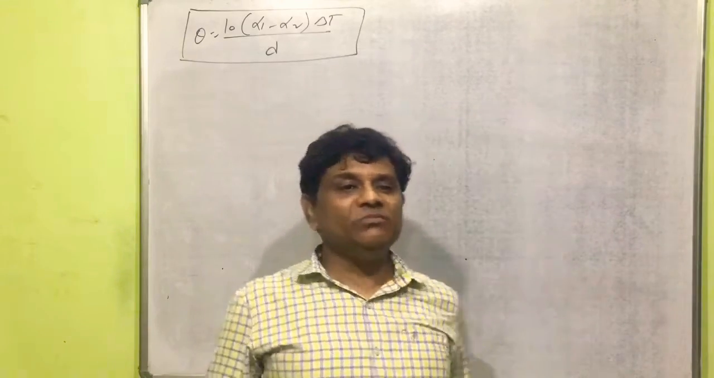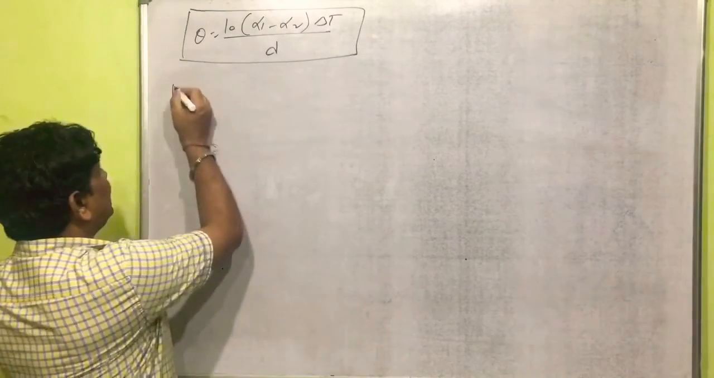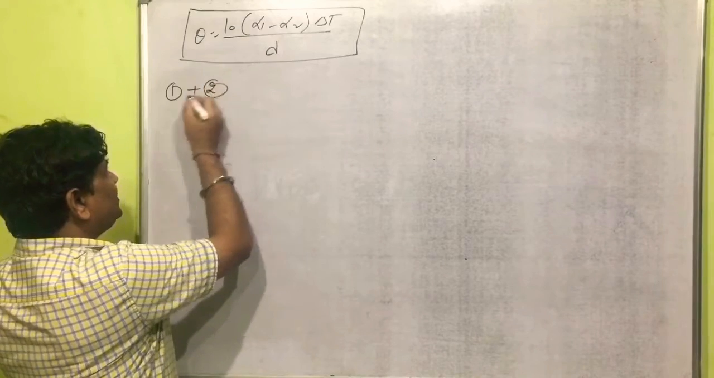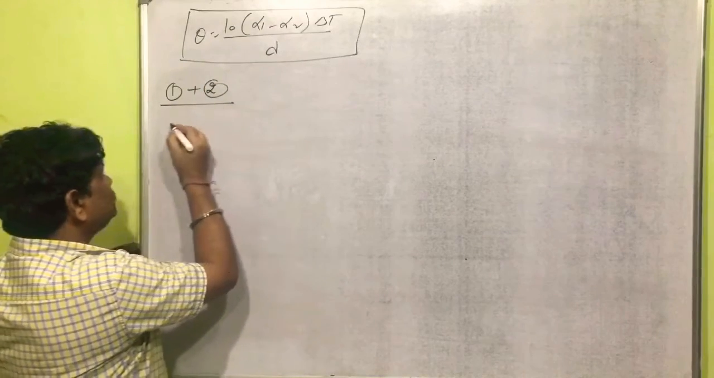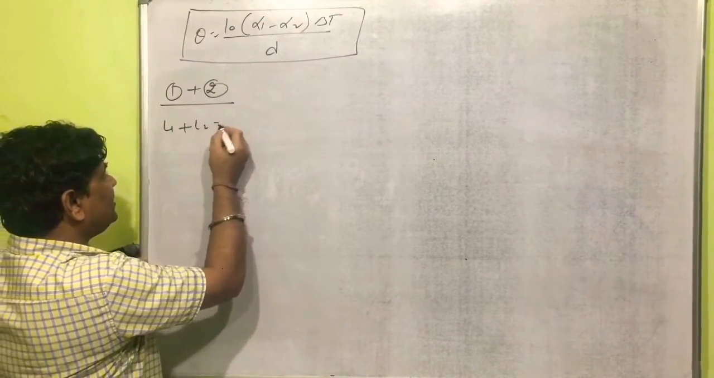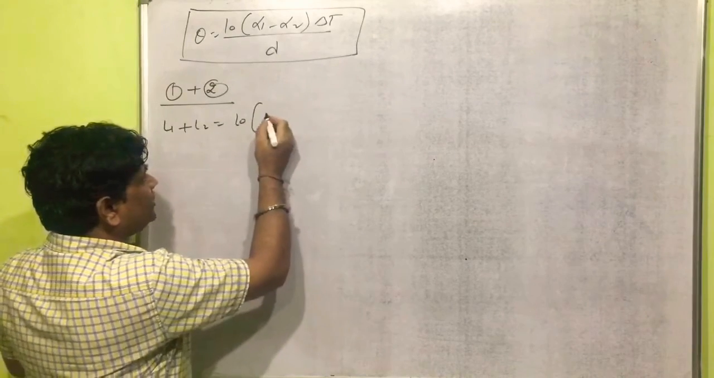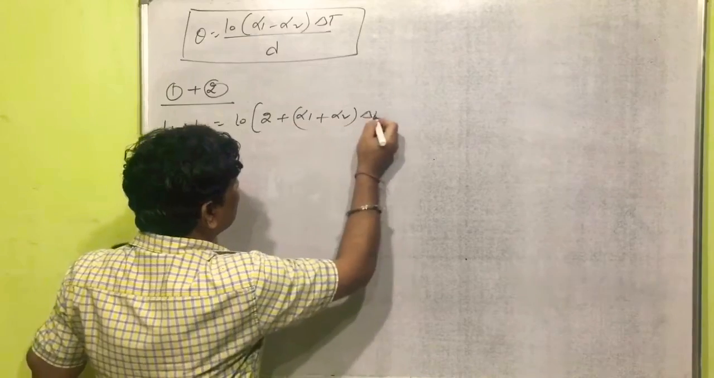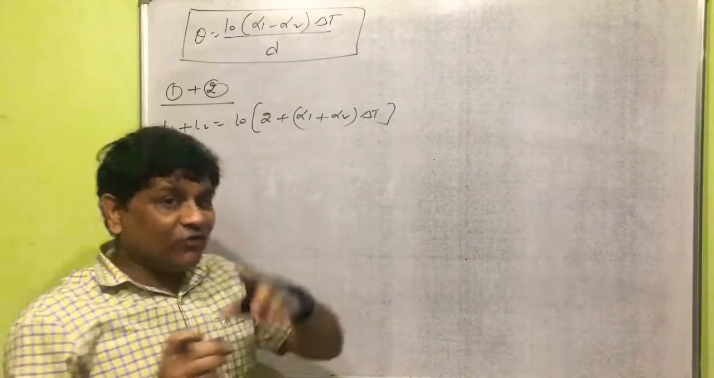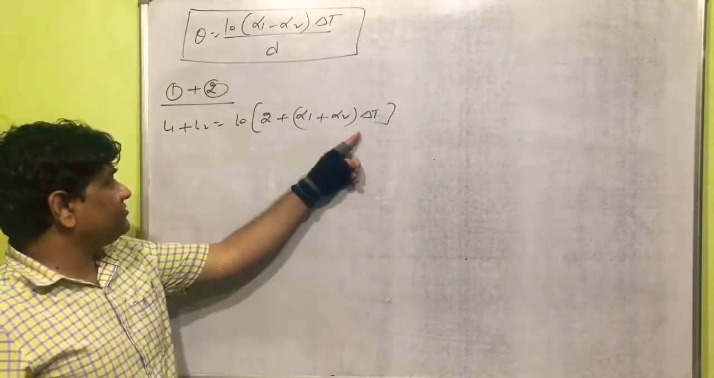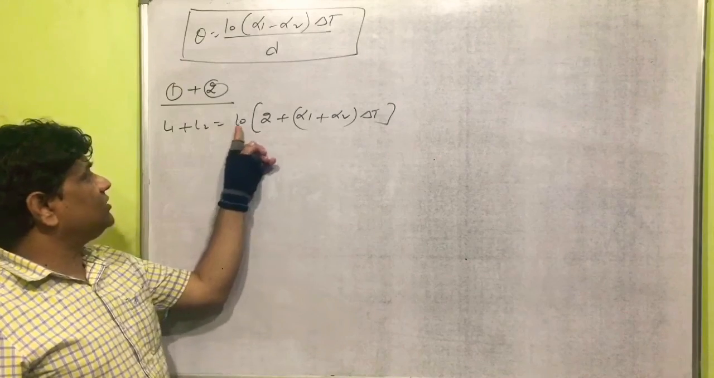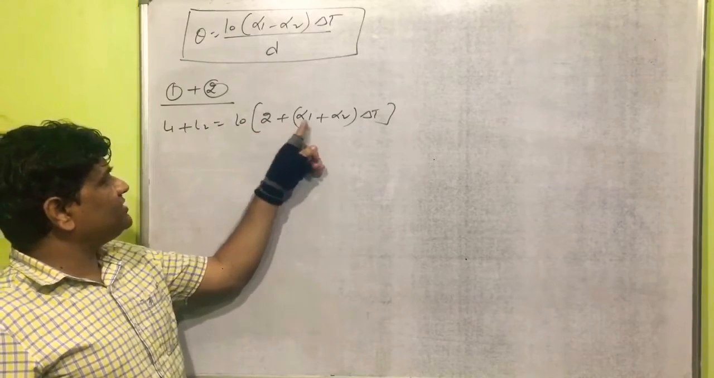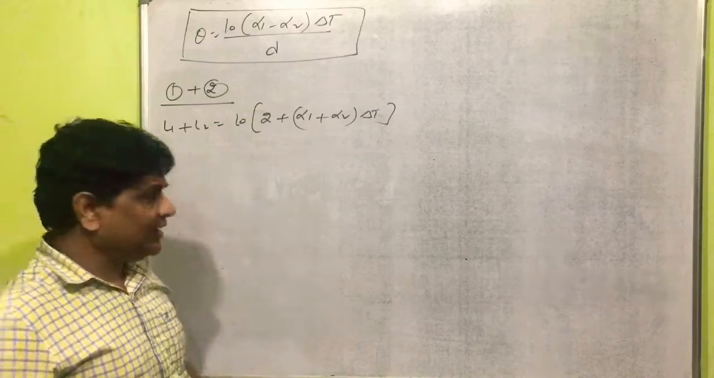So how to find out the mean radius? By adding 1 and 2. Adding 1 and 2, you will get L1 plus L2 is equal to L0 into bracket 2 plus alpha 1 plus alpha 2 into delta T. After solving 1 plus 2, you will get this relation here.